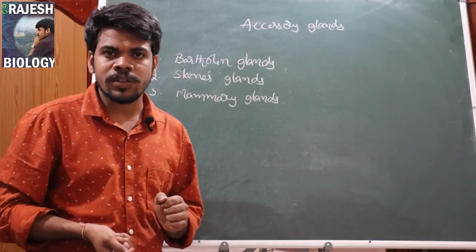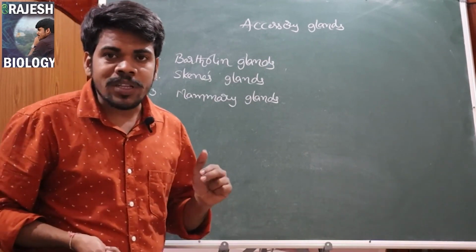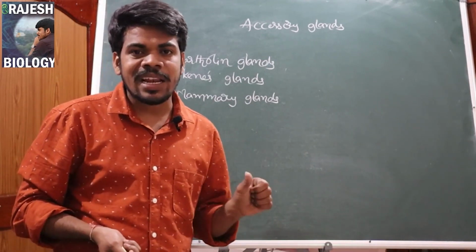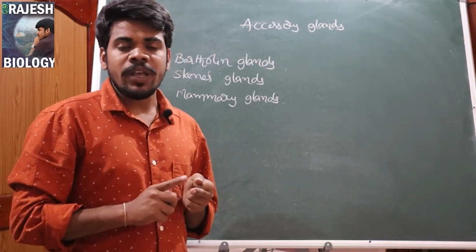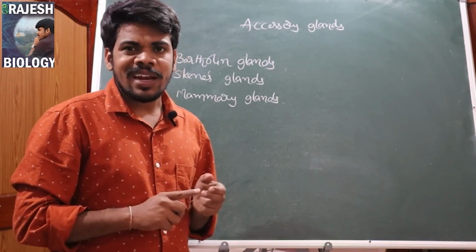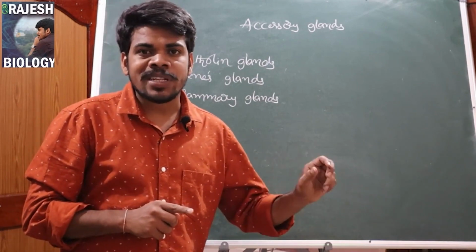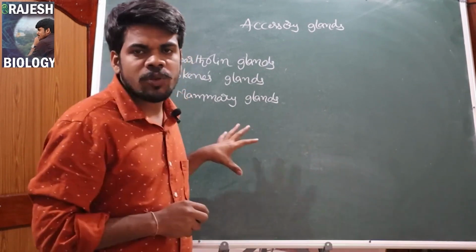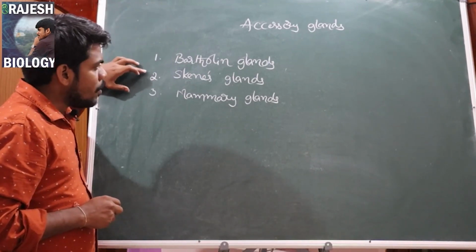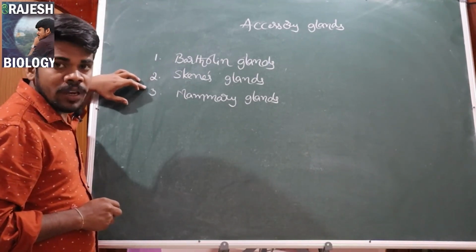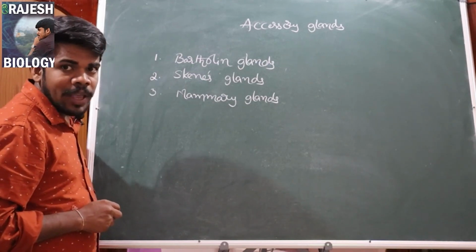Coming to the male reproductive system, there are only two pairs of accessory glands and one single gland. Two pairs are what? A pair of seminal vesicles, a pair of bulbourethral glands, and a single prostate gland is present in the male reproductive system. Coming to the female reproductive system, here a pair of Bartholin glands, a pair of Skene glands, and a pair of mammary glands. All are paired structures.